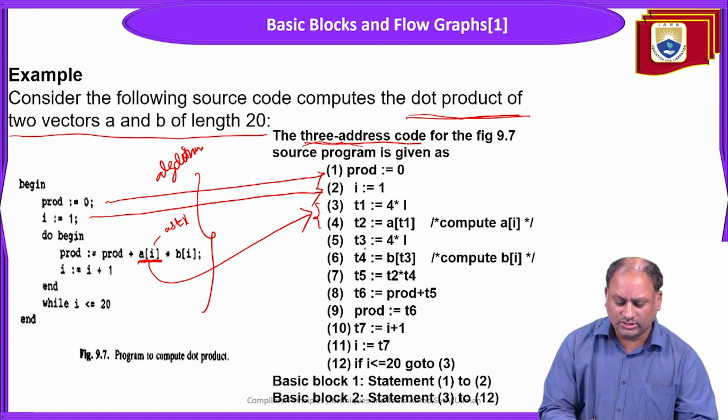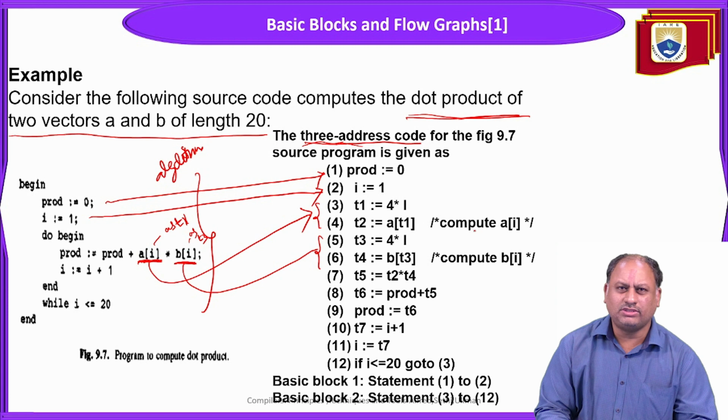Now if you consider T3 and T4, so B of I, this is the index B of I, where I is to be processed as T3. Now the index is to be calculated with one set of three-address statements: T3 equal to 4 star I and T4 equal to B of T3. So both A and B are to be processed now. Then the result is stored in T2, and this result is stored in T4.